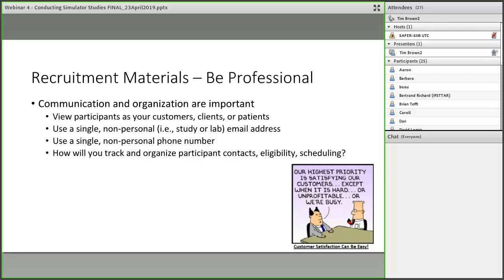Recruitment materials. I like my Dilbert comics here. We'll throw this one out as we move into it. Our highest priority is satisfying our customers, which in this case for us is the participants, except when it's hard or unprofitable or we're busy. And sometimes when we get busy, that's when we lose sight of making the material easy to use by our subjects.